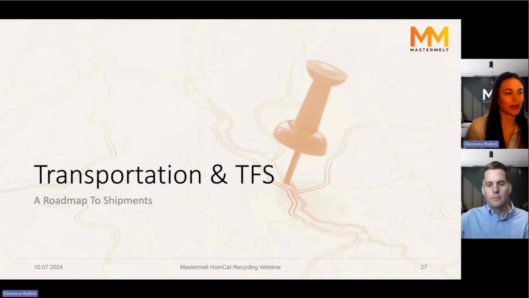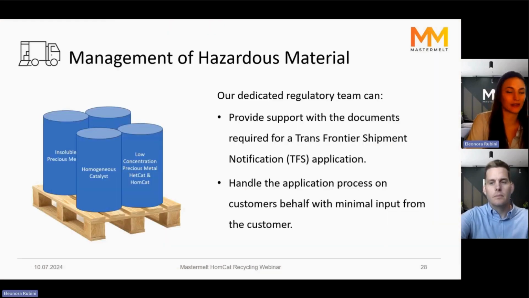And it is more complicated indeed to ship wastes. All types of transportation are a bit more complicated here. This is something where we want to emphasize that we are here to support you as a customer of Mastermelt with this type of issue as well. So it doesn't matter what type of material it is. It could be precious metal coatings, some insoluble precious metals, some low concentrations, heterogeneous catalysts, but also homogeneous catalysts. Of course, not only low concentration, it could be anything containing precious metals, really. But more so homogeneous catalysts, because it's today's topic.